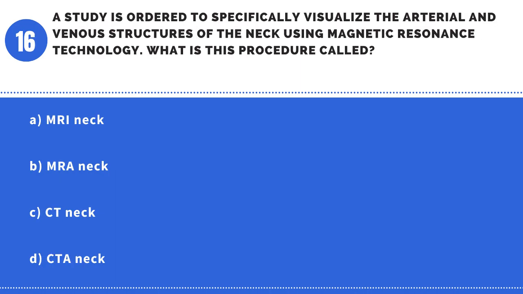Question 16. A study is ordered to specifically visualize the arterial and venous structures of the neck using magnetic resonance technology. What is this procedure called? A. MRI neck. B. MRA neck. C. CT neck. D. CTA neck.